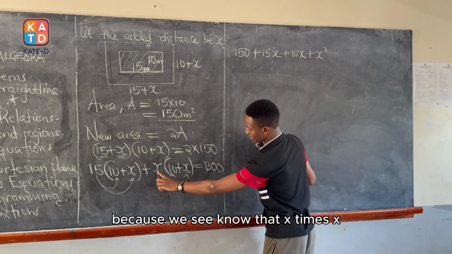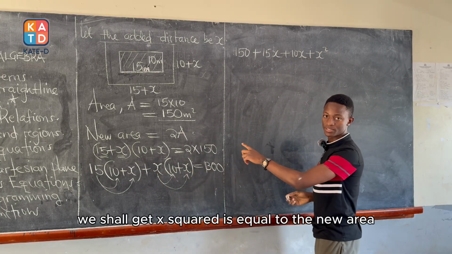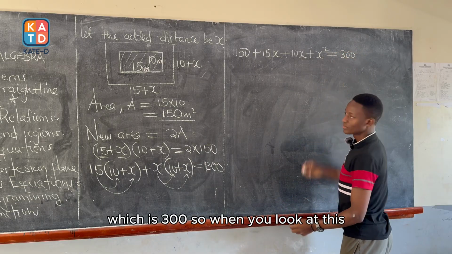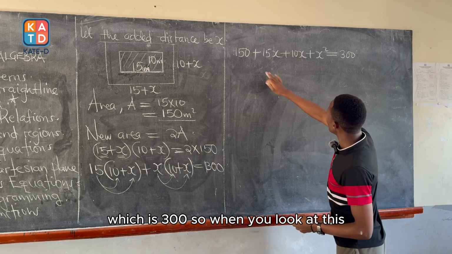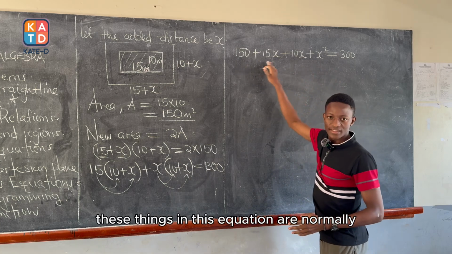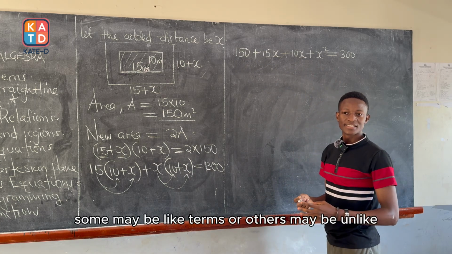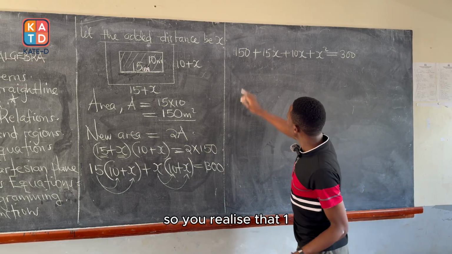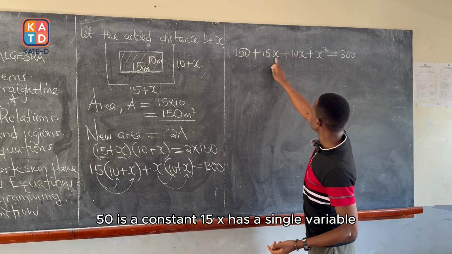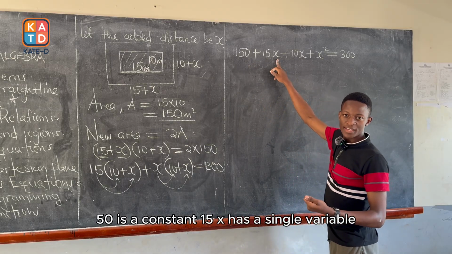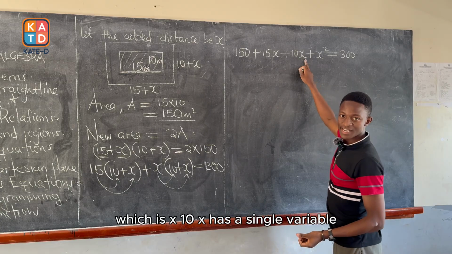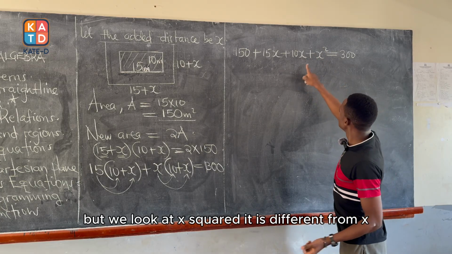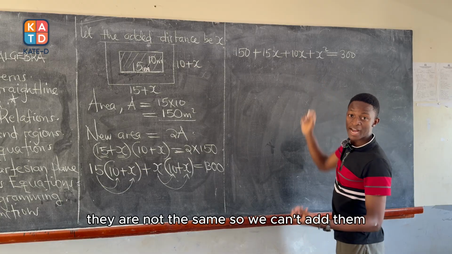Because we know that x times x gives x squared, which is equal to the new area, 300. When you look at the terms in this equation, some may be like terms and others unlike. You realize that 150 is a constant, 15x has a single variable x, and 10x has a single variable. But x squared is different from x. They are not the same, so we can't add them.